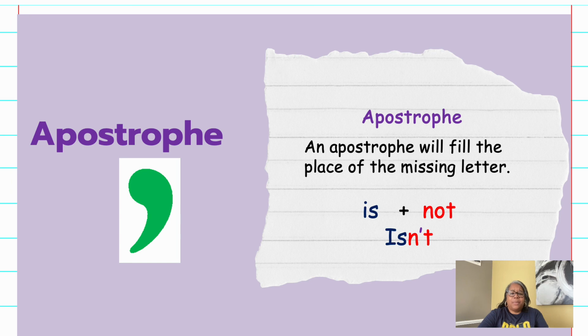So what is an apostrophe? An apostrophe is a symbol, and that symbol will fill the place of the missing letter. Let's take a closer look again. Is plus not became isn't. The O was replaced by the apostrophe.